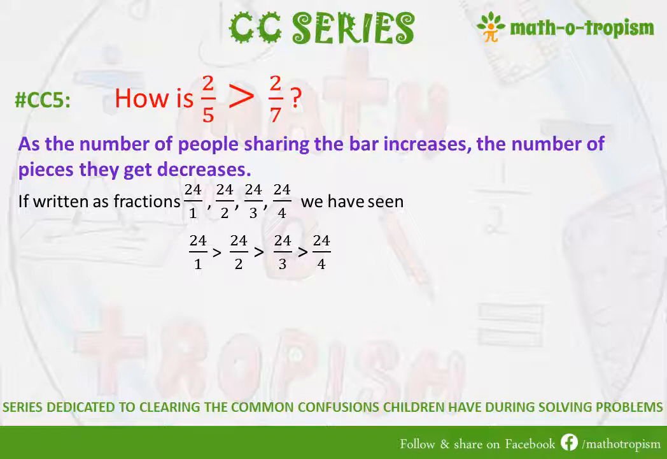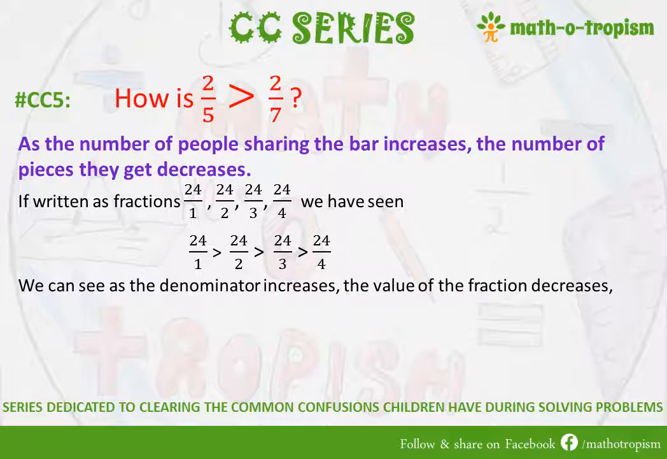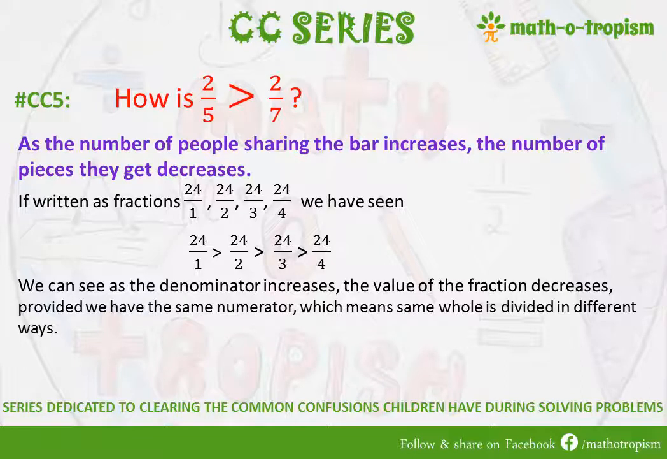When you observe these fractions, we see that the numerator has remained the same, but the denominator has changed, and the inequality is coming into picture, where the fraction whose bottom number, that is the denominator, is the smallest is the greatest fraction. So as the denominator increases, the value of the fraction is going to decrease, provided we have the same numerator.